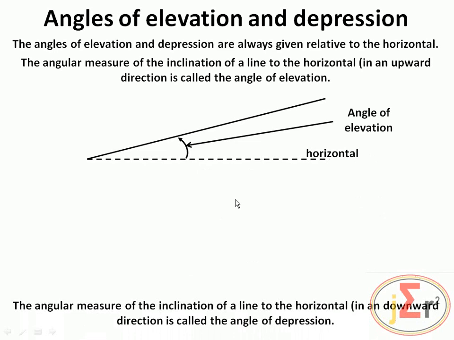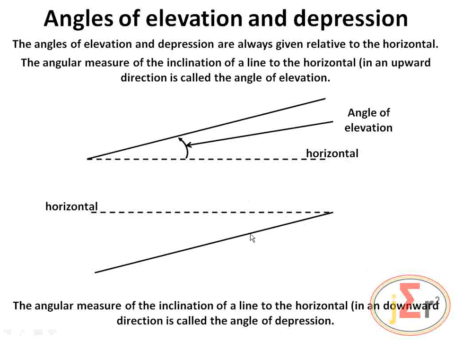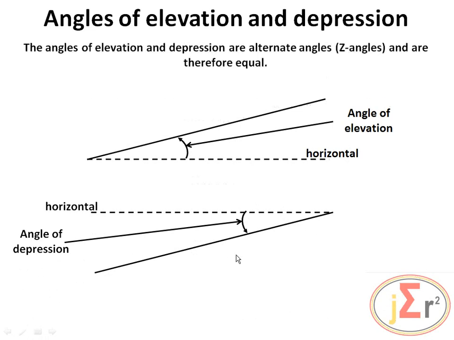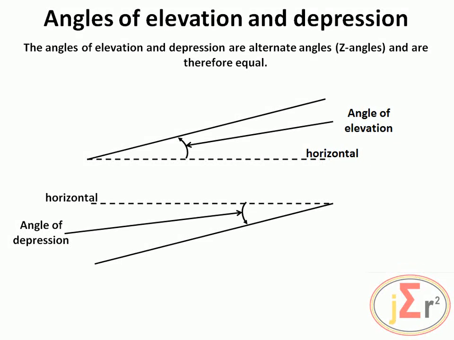The angular measure of the inclination of a line to the horizontal in a downward direction is called the angle of depression. So here, there's your horizontal, and this is your inclined line, and the angle is going down like that, and that is your angle of depression. The angles of elevation and depression are alternate angles, and some of us call them Z angles, and therefore they are equal. So the angle of elevation and the angle of depression are usually equal.